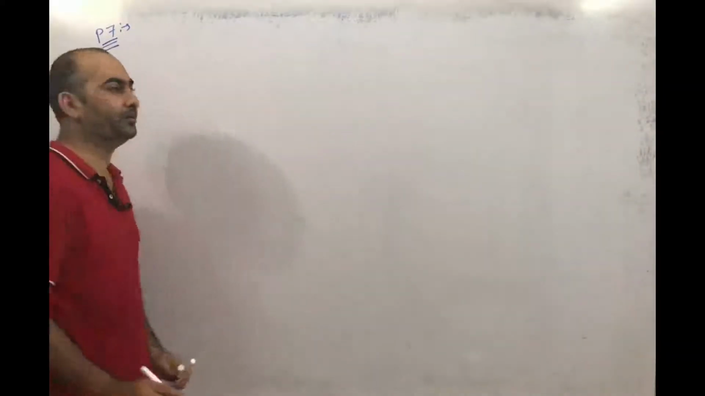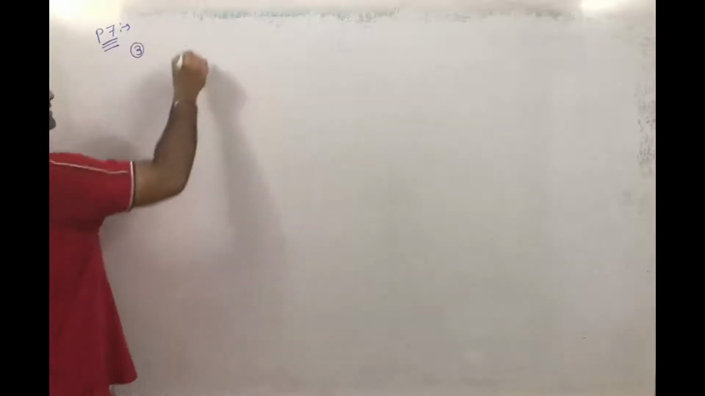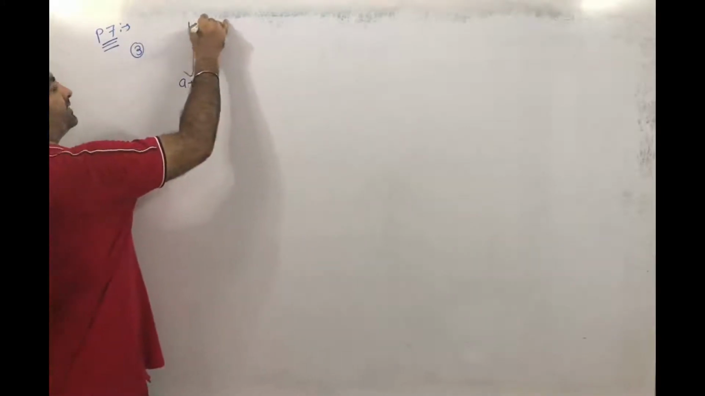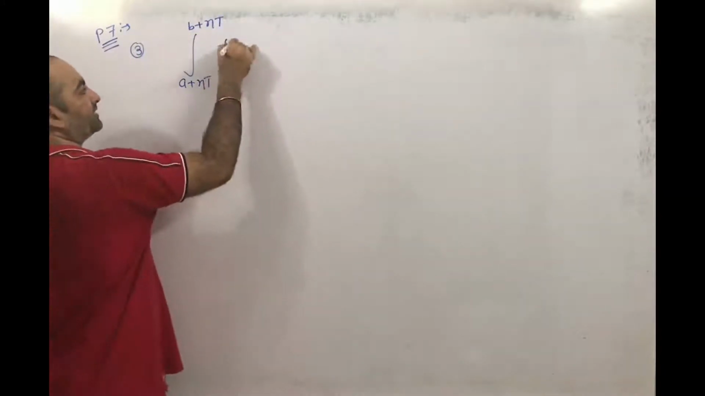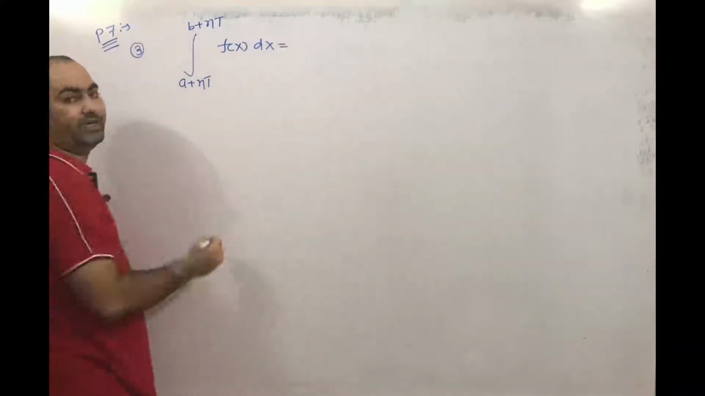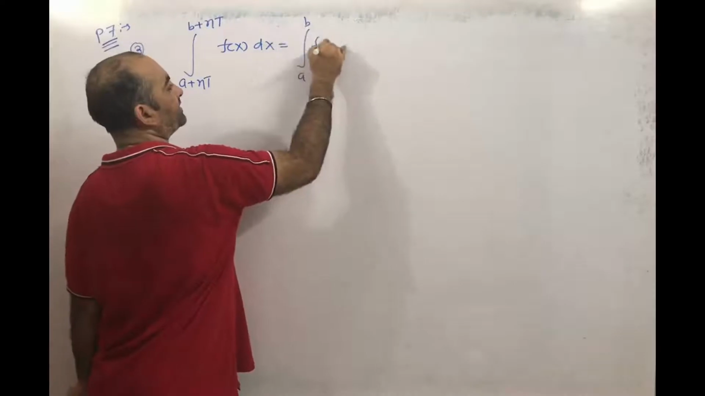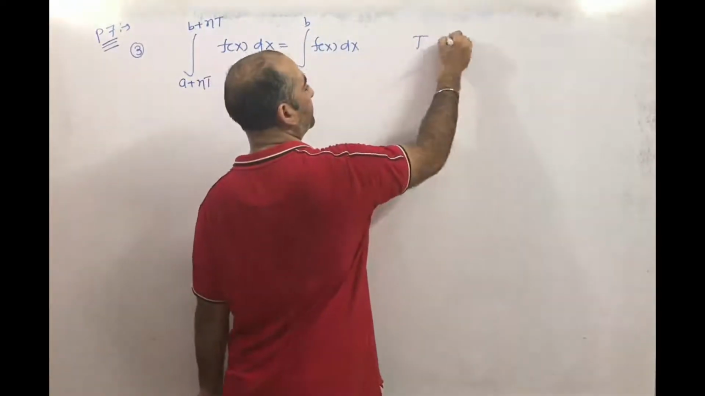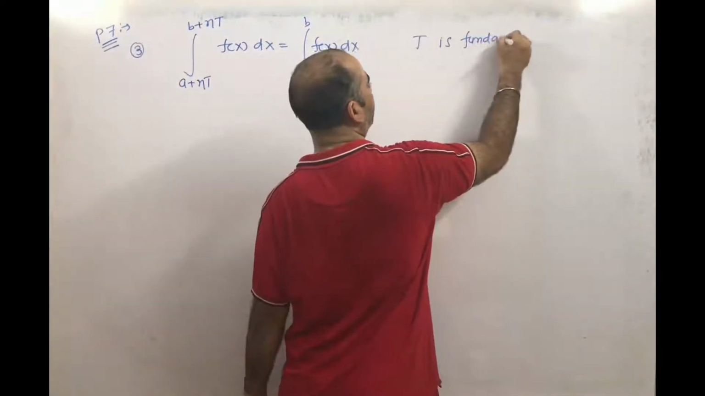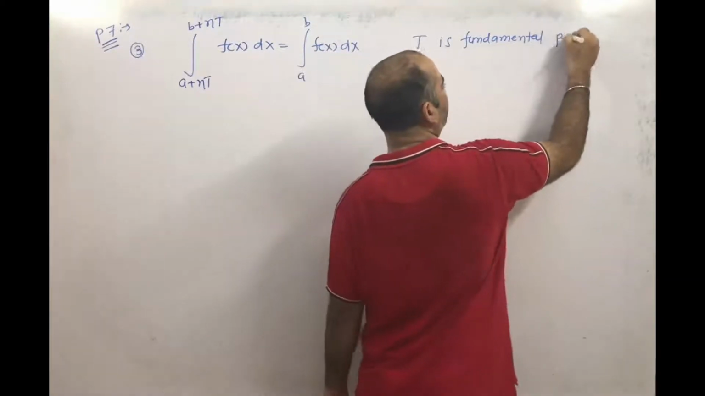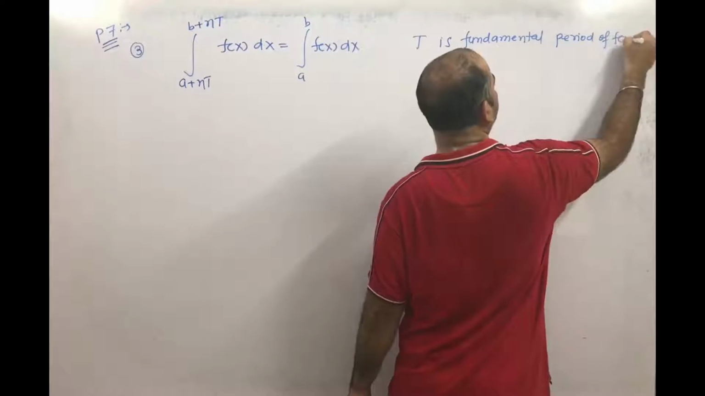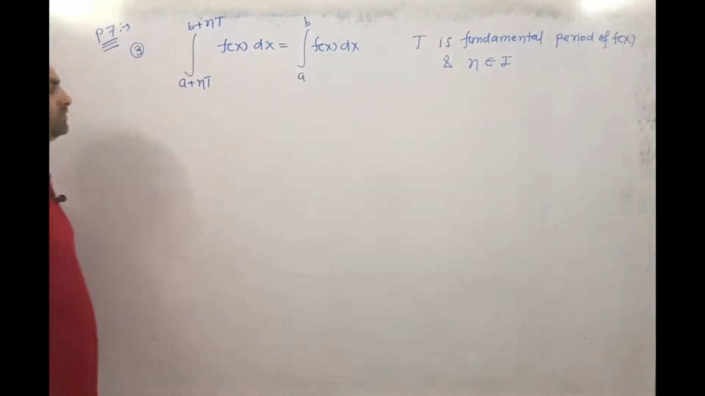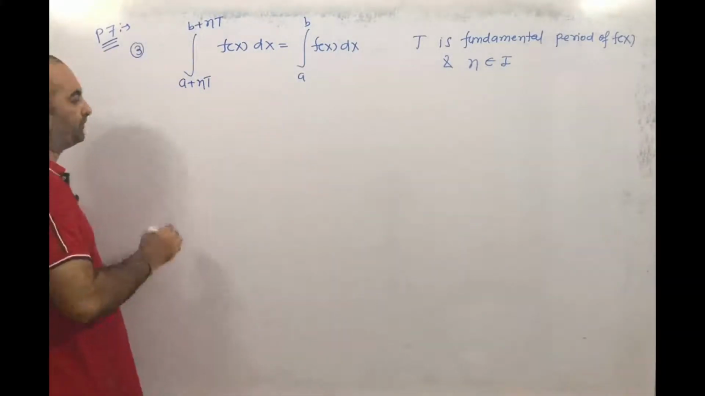Next is the third point in property number 7. What is the third point? Integration from a plus nT to b plus nT of f(x) dx equals integration from a to b of f(x) dx, where T is the fundamental period of f(x) and n is an integer. Now we will discuss the proof.